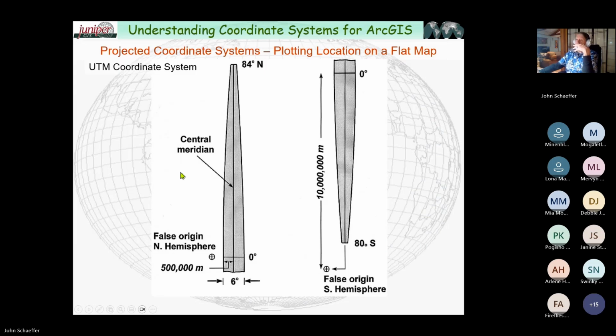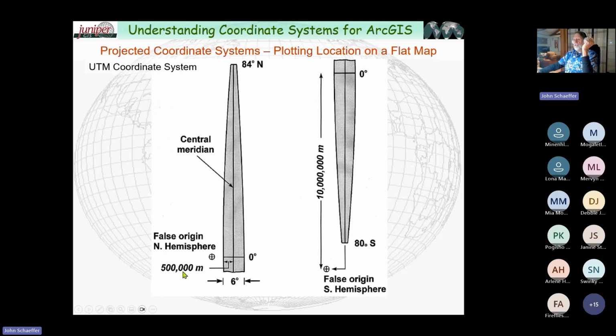So if you're in the northern hemisphere, you've got that 6-degree slice. So it's 6 degrees here, and it's also 6 degrees here, because remember, degrees are not constant, but as you go up, the lines of longitude curve in. Okay, so we come down to here.